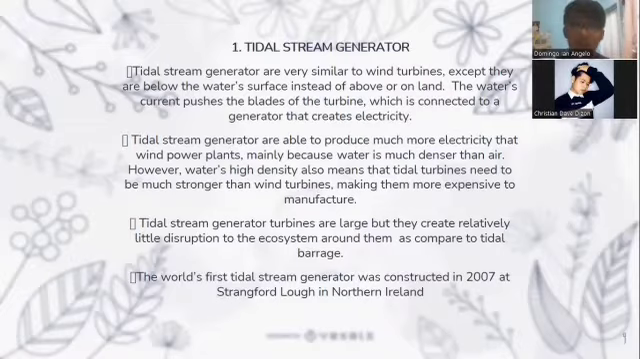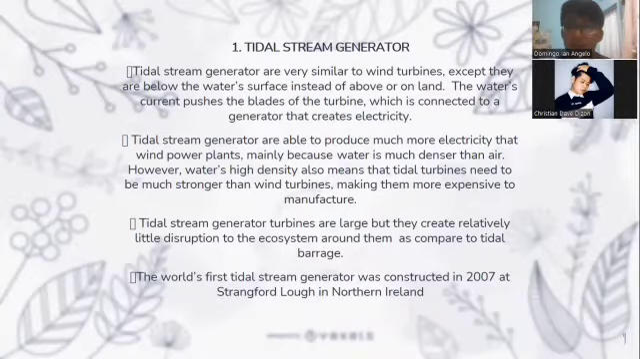So, yun nga, kapag merong umaagos na tubig, dahil sa pag-agos ng tubig na yon, yung blades ng turbines iikot siya, and nagkakaroon ng electricity. So, tandaan nyo lang, sa tidal stream generator, parang windmill lang siya or wind turbines.